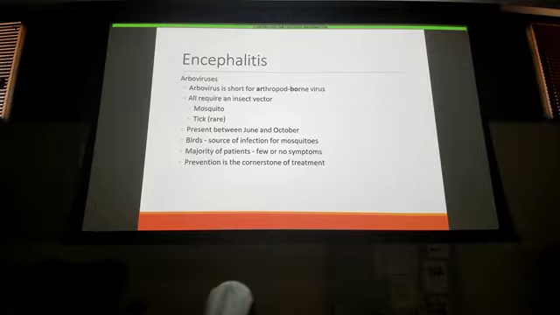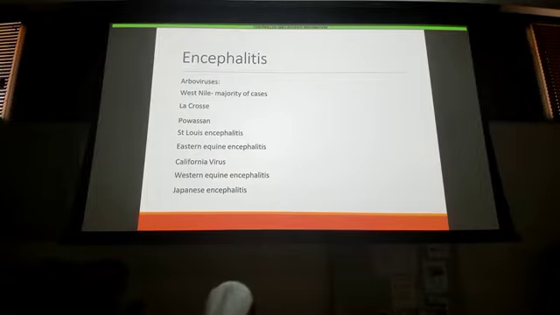All right, arboviruses or arthropod-borne viruses. This is viruses that are introduced to the system through some type of arthropod or a vector. These are some examples of them.